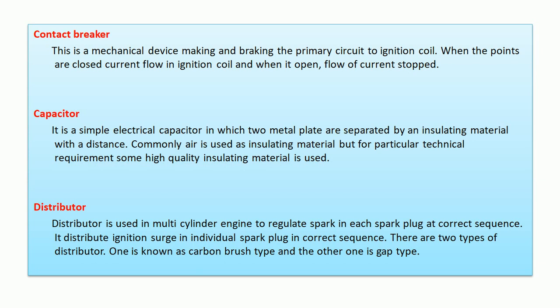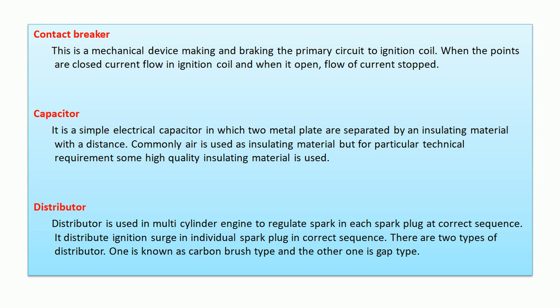When we have a multi-cylinder engine, we will have the same number of spark plugs, isn't it? To the spark plugs, we have to supply our pulse so that each produces the spark at a definite time and in a definite sequence, that is the correct sequence. So the distributor distributes the ignition surge or the pulse to the spark plugs in correct sequence.